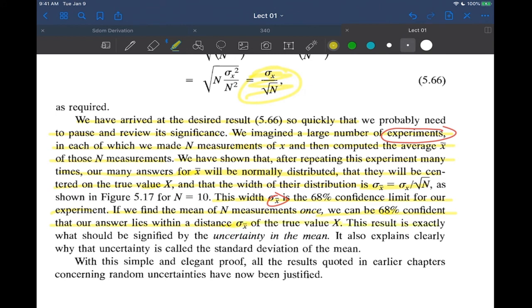This result is exactly what should be signified by uncertainty of the mean. It also explains clearly why the uncertainty is called the standard deviation of the mean. It's not the standard deviation, but it's of the mean of your measurements, because it involves that x bar right there. I always have a little chuckle at his last statements here. He says, well, with this simple and elegant proof, which is a slightly different variation from the one I did here, all the results quoted in the earlier chapters concerning random uncertainties have now been justified. So I look at this and go, wow, it's all been justified. But okay, it's a very nice conclusion to get here. Anyway, hope you enjoy that. That's where it comes from.